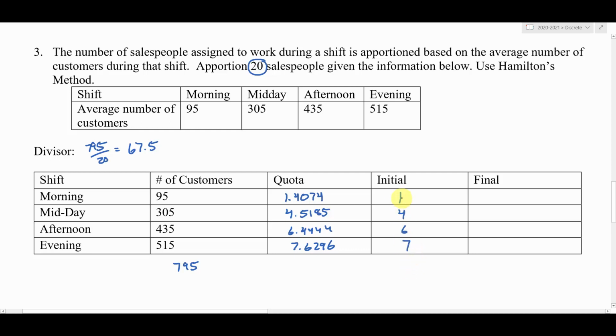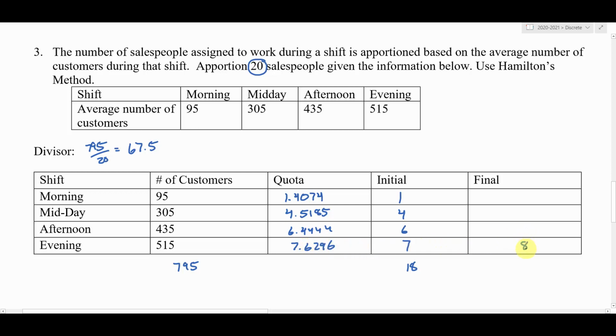1, 4, 6, 7, and then I add those up. So that's 5, 11, 11 and 7 is 18. We need 20, so there's two bonus salespeople here. So I go to my decimal portions, and evening has a 0.6, so that's the highest one.